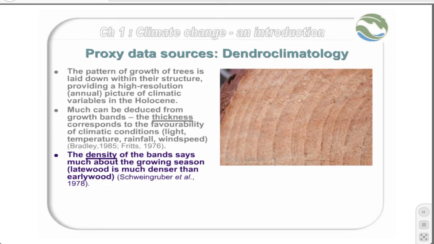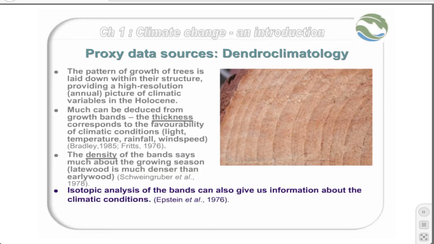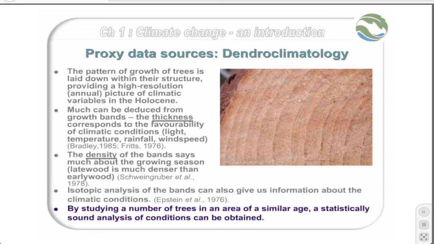The density of the band says much about the length of the growing season, since late wood is generally much denser than early wood. Isotopic analysis of the bands can also give us information, in a similar manner to that of ice cores. Furthermore, by studying a number of trees in an area of a similar age, a statistically sound analysis of conditions can be obtained.